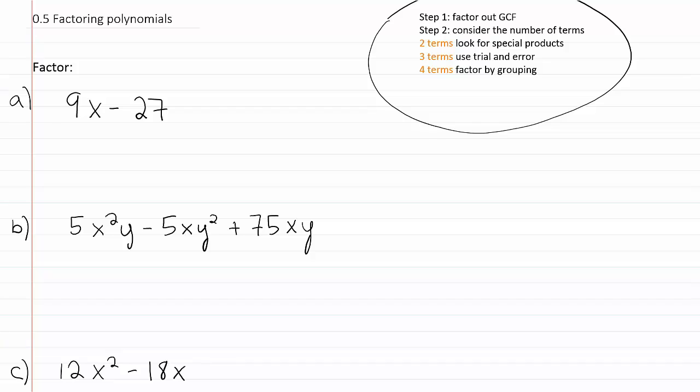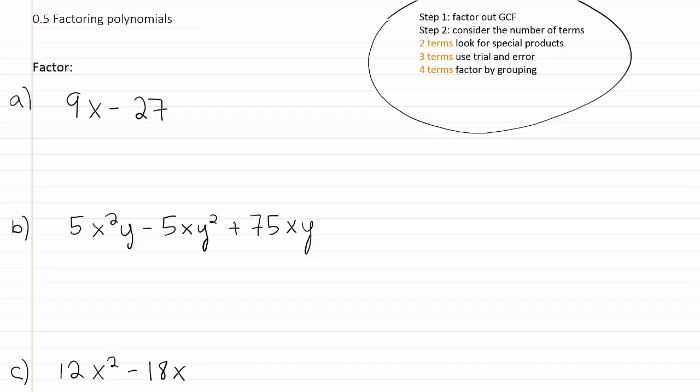In step 1, you should factor out your greatest common factor. That's always the first thing you do before you do any other factoring technique. In step 2, you're going to look at the number of terms the polynomial has, and based on the number of terms that it has, you're going to apply a particular technique of factoring. So in the case of 2 terms, you're looking basically for special products. That would be something like the difference of squares, or the sum or difference of cubes.